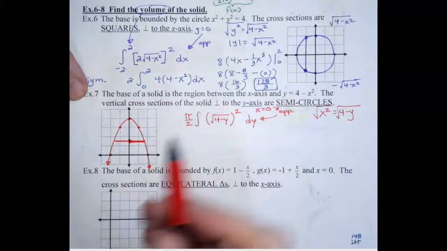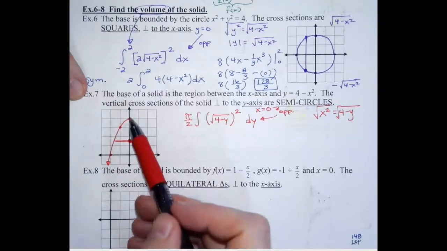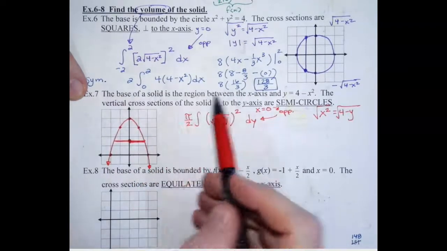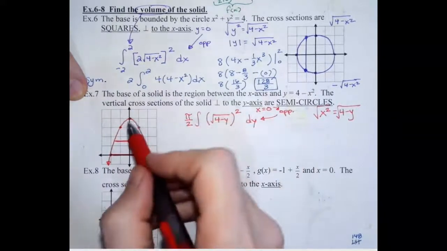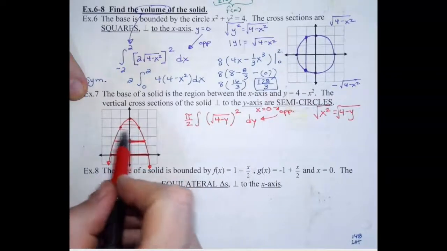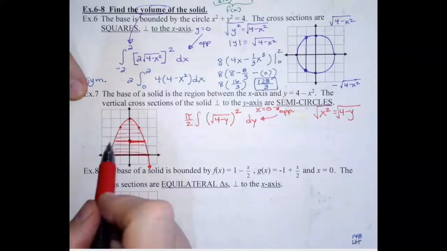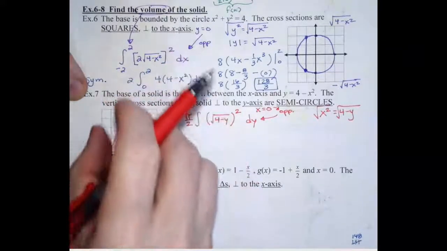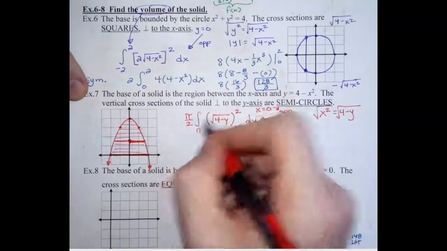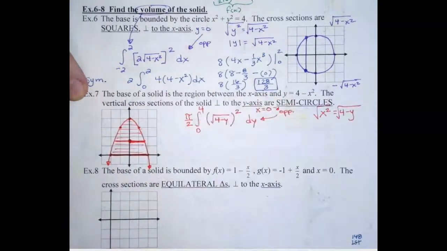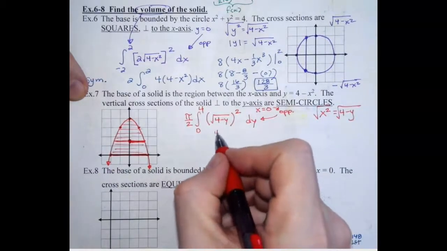And then what are we going from? We're going from here, we're going on y. So y equals 0 to y equals 4. Okay, it also said the x-axis, so that was our other boundary here. So our base is across here, and then we have semicircles across there. So we're going from 0 to 4 on y. Okay, so setting it up is the main thing. Sometimes that's all they ask you for on the AP test.